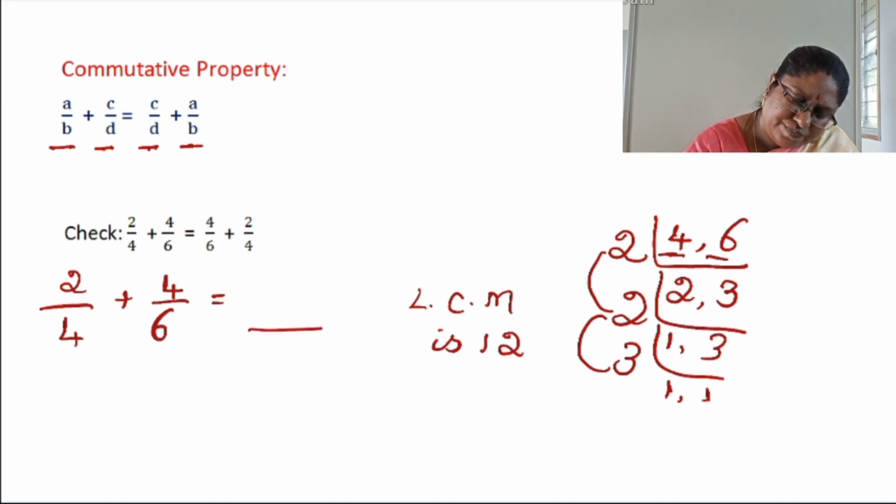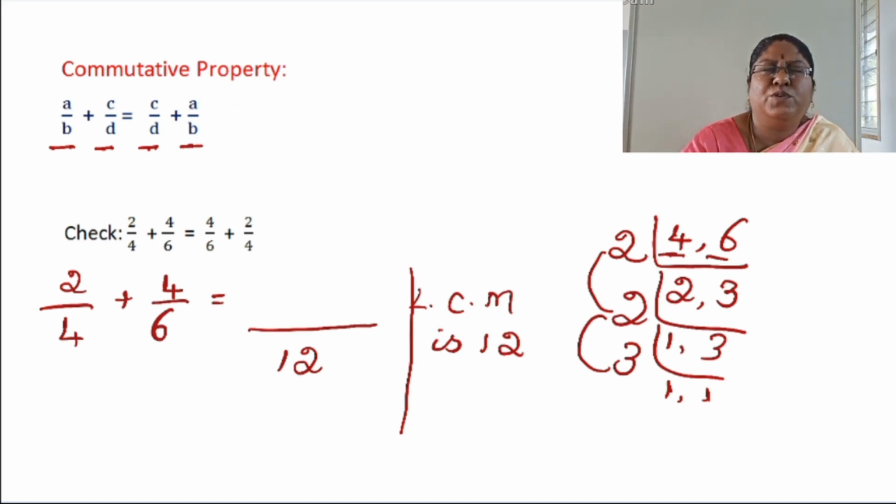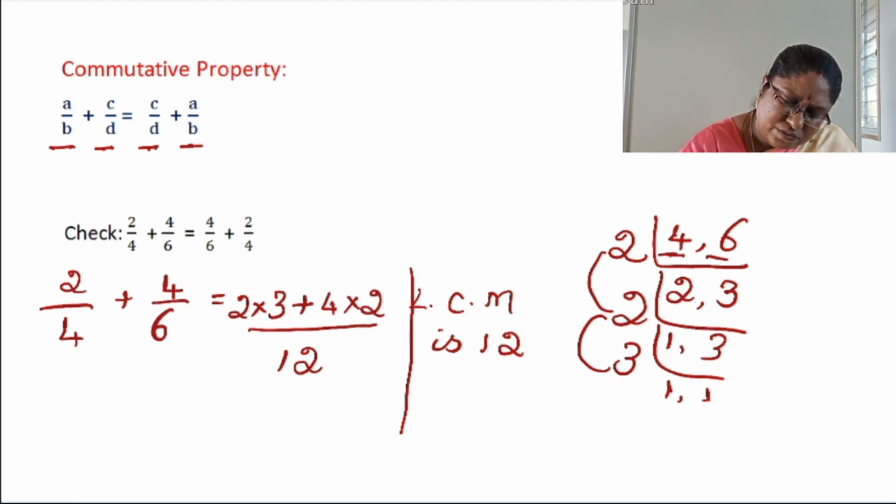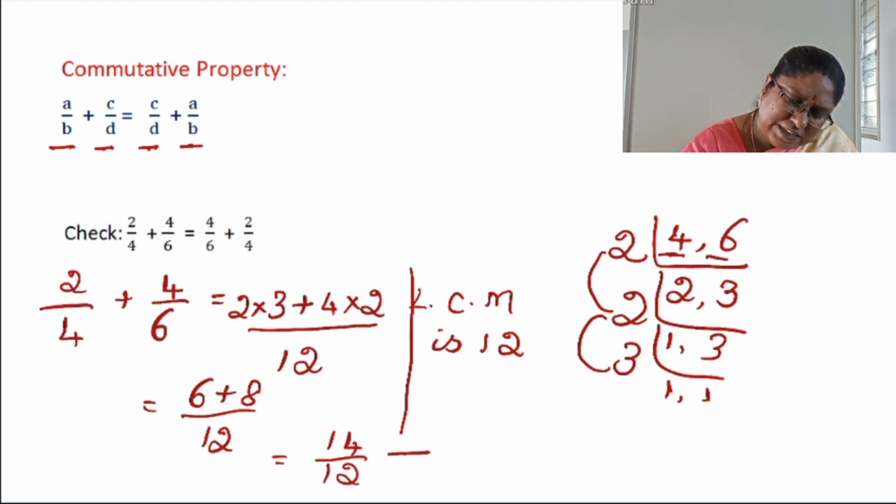Shall we change it now? Have 12. So here, 4 into which number will you get 12? 4 3s are 12. So multiply the numerator by the same: 2 into 3. Plus, 6 into which number will you get 12? 6 2s are 12. So multiply the same 2 in the numerator above. What is the numerator? 4. So 4 2s are 8. So we have 6 plus 8 by 12. What's the answer? 14 by 12. Keep this as 1. One side we have proved.